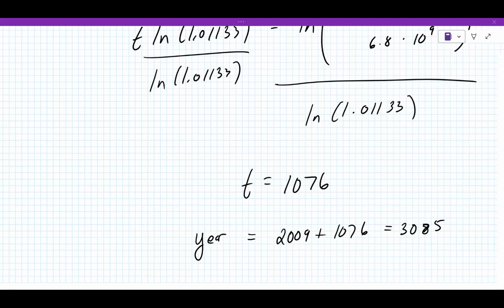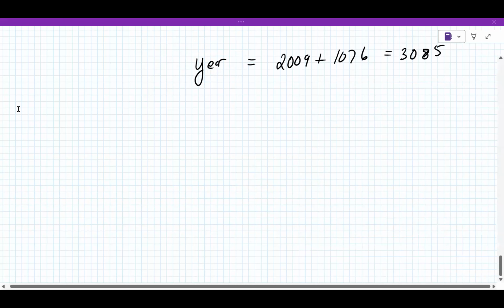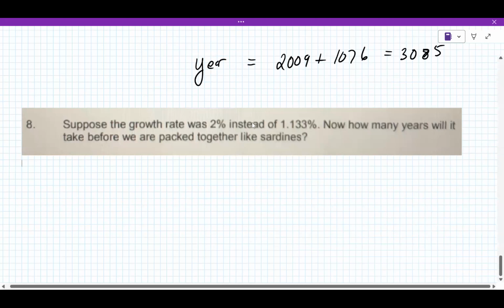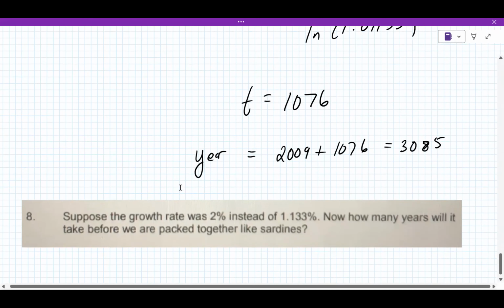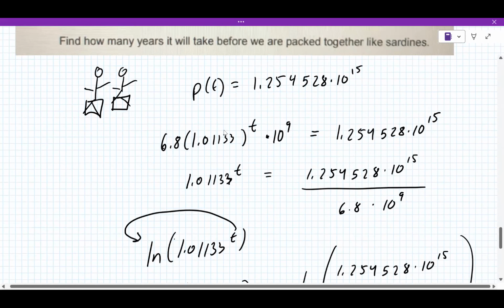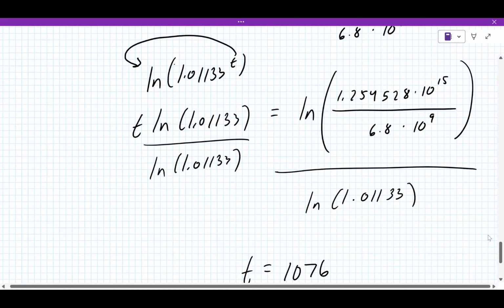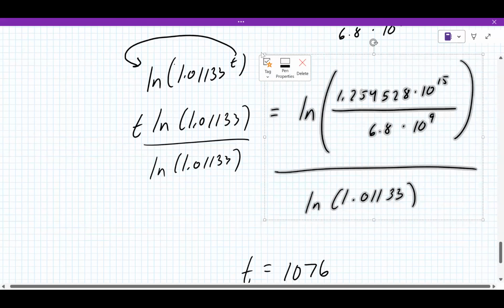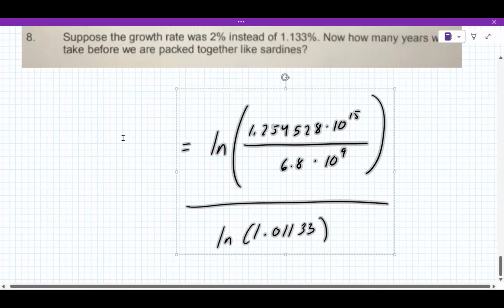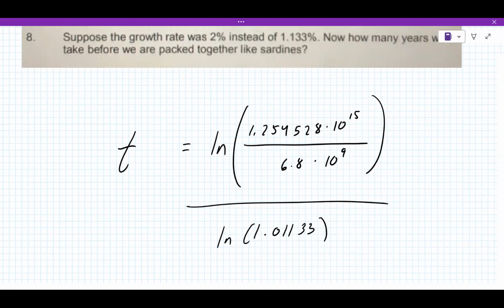Now, number eight is to basically redo 7, but instead of using 1.133% to use 2%. So what does that mean for you? It means that anywhere you see a 1.01133, that value gets changed. Just that part though. So let me grab this where it's affected. All right. And so let me first do this. Let me go to the other calculator and show you that calculation so you can see it.